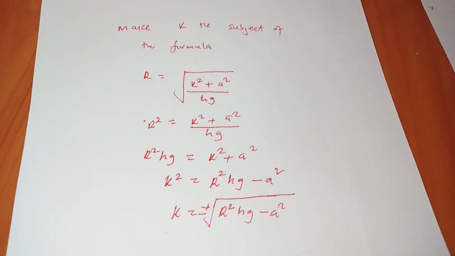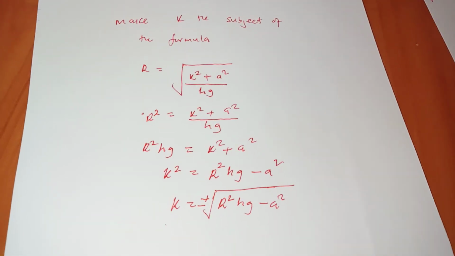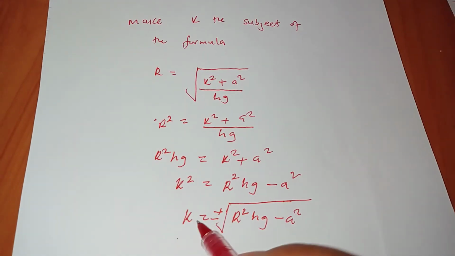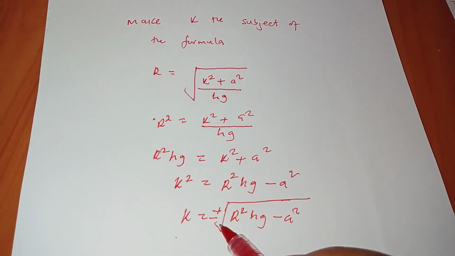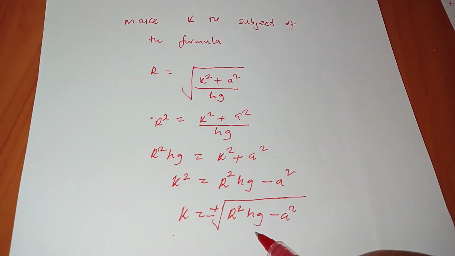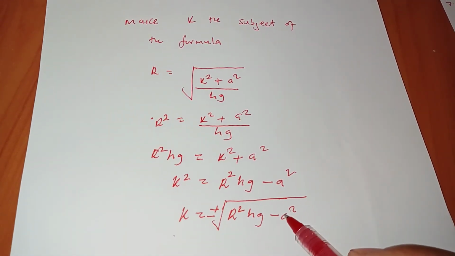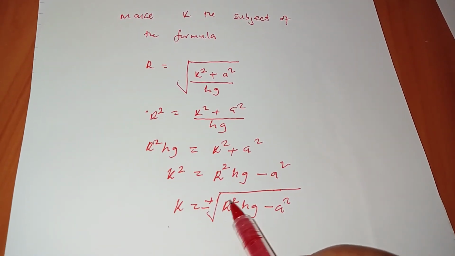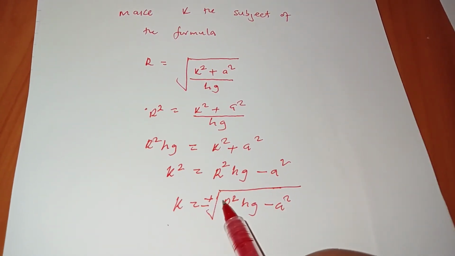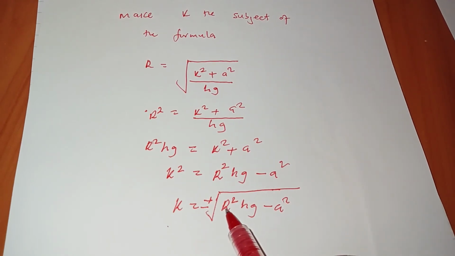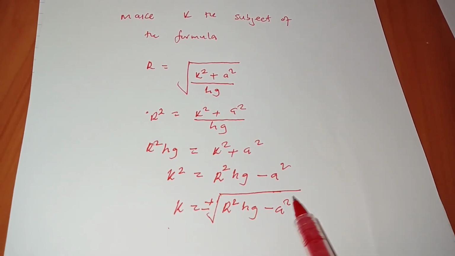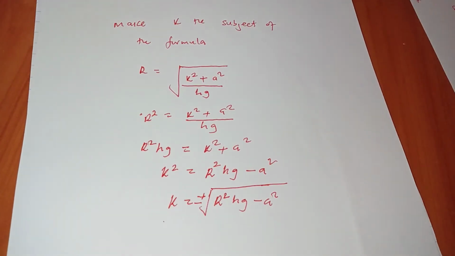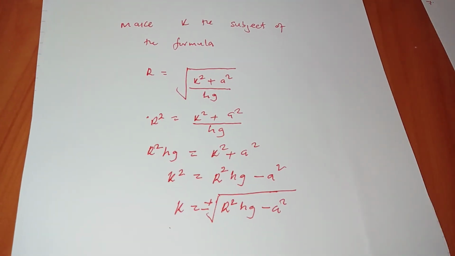So that's the value of k, and this is the solution. This is how you're supposed to leave your solution. It is k is equal to plus or minus the square root of r squared times h times g minus a squared. And I want to caution those who are tempted to square root separately here and leave their answer as r hg minus a squared. You can't do that unless you have a way of factoring it out and getting the square root.